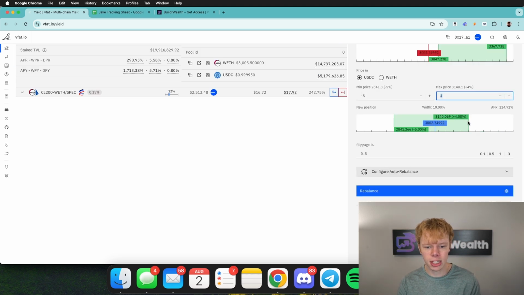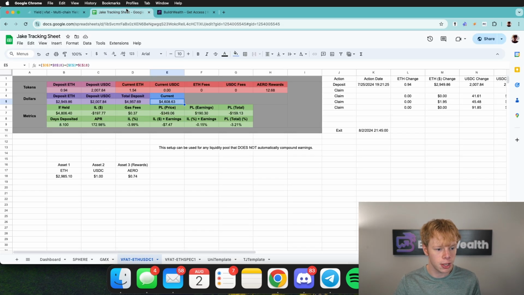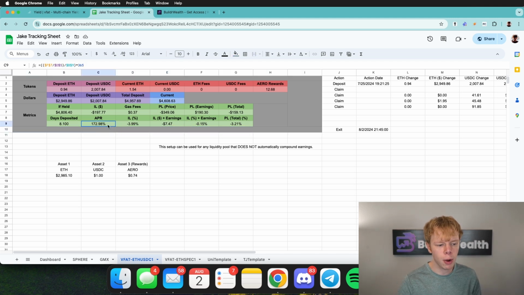So as you can see, when I do rebalance to -5 +4, that's going to look something like this, with my min price being at roughly 2,841 and then my max price being at roughly 3,140. And I'm going to be getting roughly a 225% APR on this one. And to talk about performance of this Ethereum to USDC position, I have got roughly 175% APR throughout the lifespan of this position and throughout multiple rebalances.